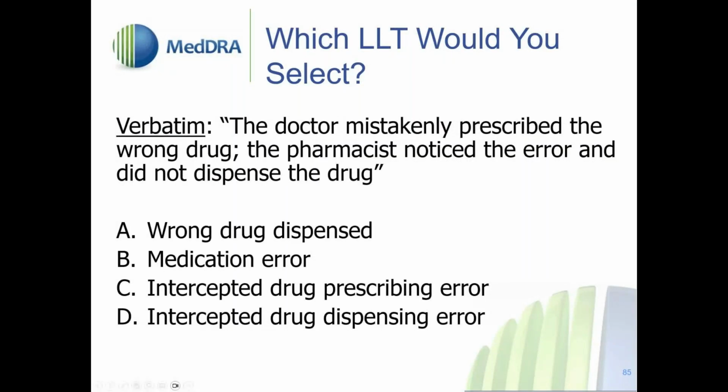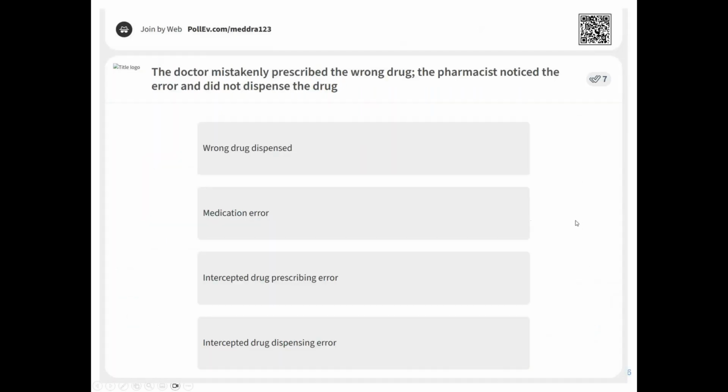Let's do more. The doctor mistakenly prescribed the wrong drug. The pharmacist noticed the error, did not dispense the drug. Wow, a lot of information you're getting in this one. So the doctor mistakenly prescribed the wrong drug, but the pharmacist noticed and did not dispense the drug. Was there a medication error here? And if so, what kind of medication error?